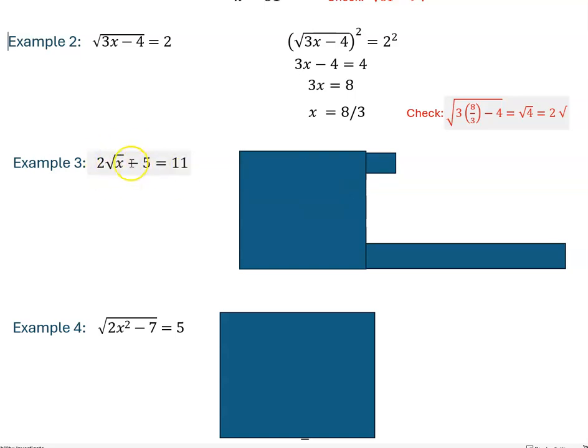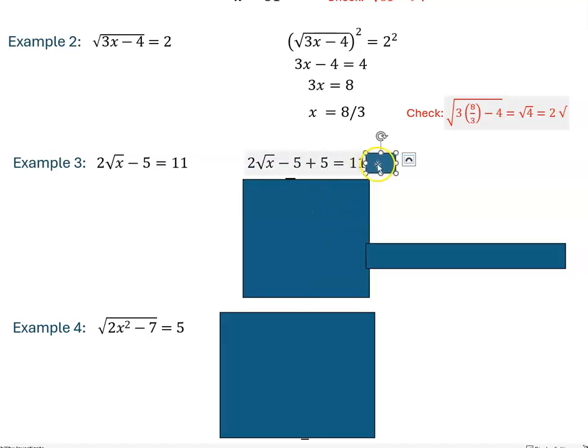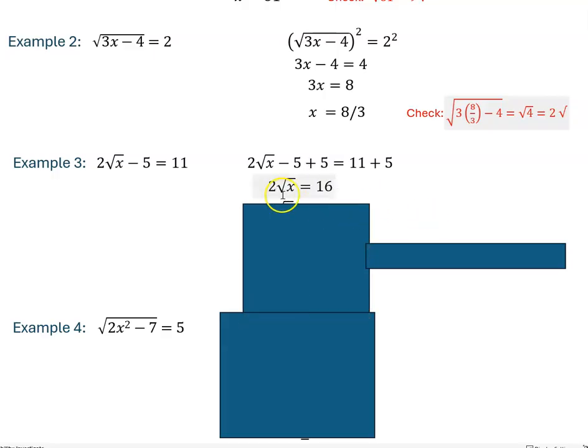So here, what I want to do first is isolate my radical, and I'm going to do that by adding 5 to both sides to start. If I add 5 to both sides, then that minus 5 goes away. And on the other side, you can see that I would get 16. And now I'm going to divide both sides of the equation by 2, so I can continue to get that radical by itself. And that's going to give me just the square root of x equals 8.